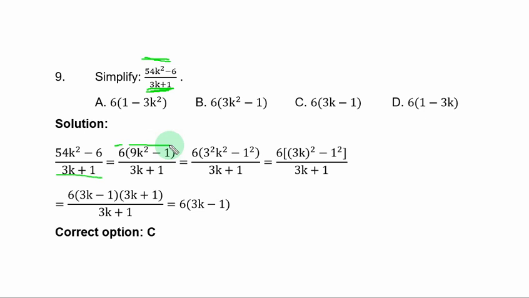You can express 1 as 1 squared. We are aiming at difference of 2 squares. You have it in this form. You factor out power of 2 from here. It becomes this. By difference of 2 squares, 3k all squared minus 1 squared simplifies to this, all over 3k plus 1. 3k plus 1 cancels 3k plus 1. You are left with 6 bracket open, 3k minus 1. C is the correct option.